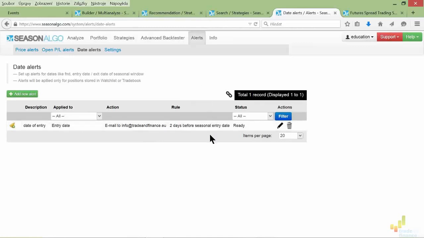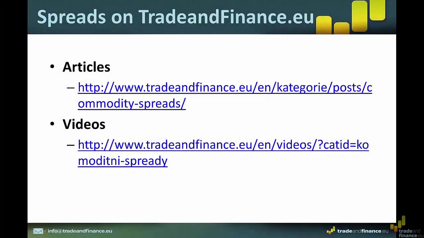So this is how we briefly went through the SeasonAlgo platform. And we are now going to go back to the presentation. So if you wanted to find out more about commodity spread trading, you can check the articles which are published on our portal or the videos which are there as well.